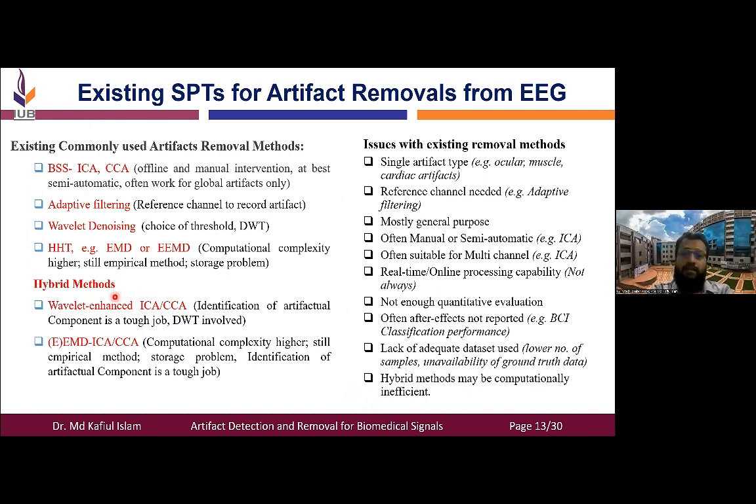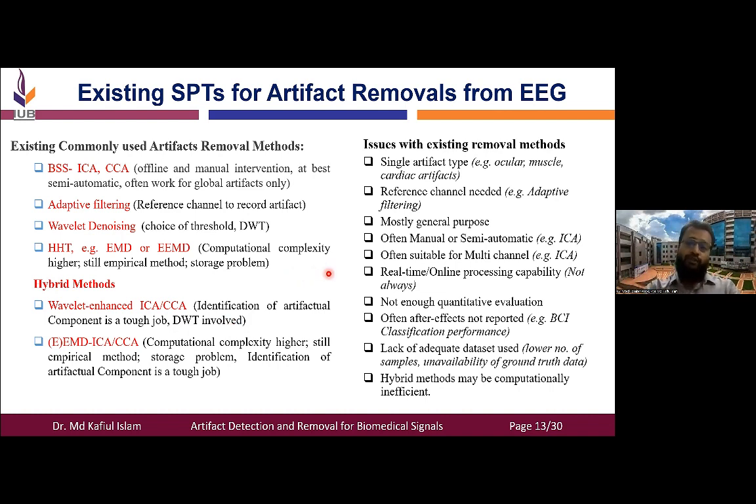However, you understand that when you are combining 2 or more methods, the computational complexity of your method becomes higher. If you are looking for online or real-time processing, it is very difficult to manage those if you have a very high computational complexity.